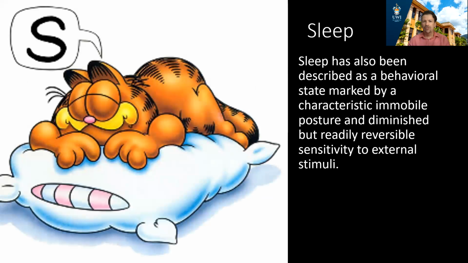Okay, so we've spoken a little bit about coma, so let's talk a little bit about sleep. So sleep is a characteristic immobile posture in which you have diminished but readily reversible sensitivity to external stimuli. Now, that definition might not be very useful, and defining sleep can be quite difficult. But what we do know is sleep is very important.